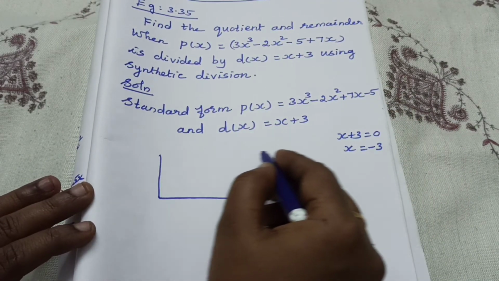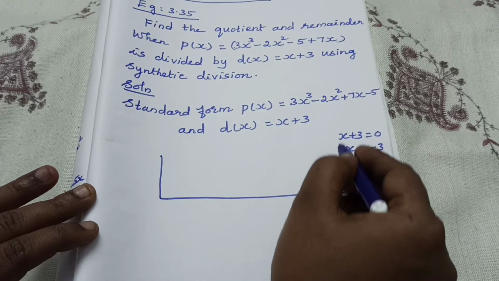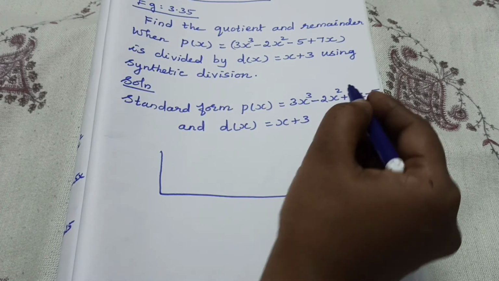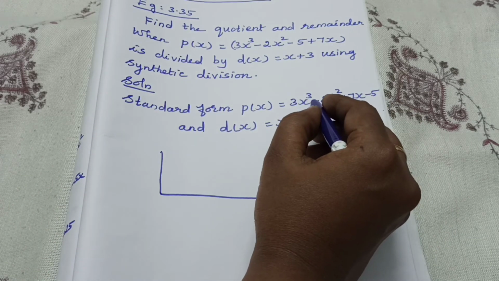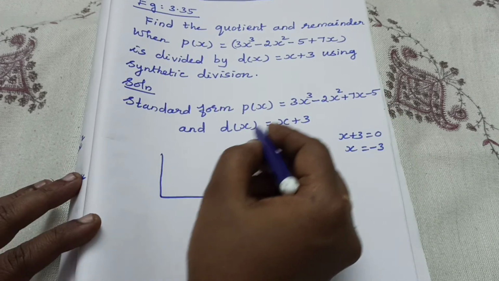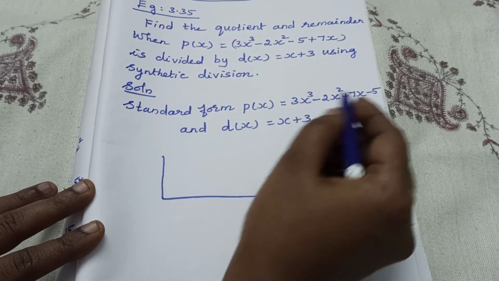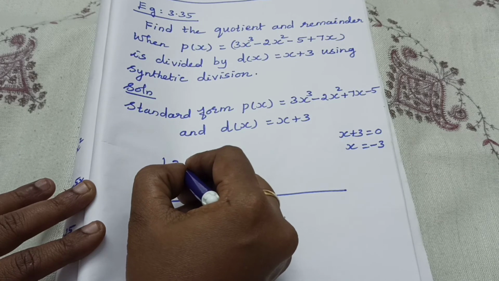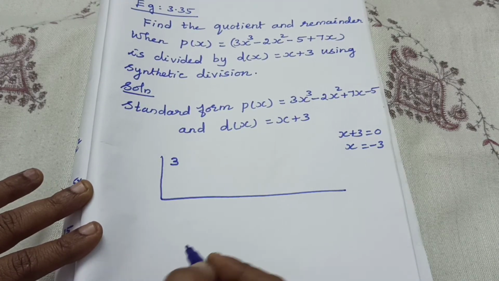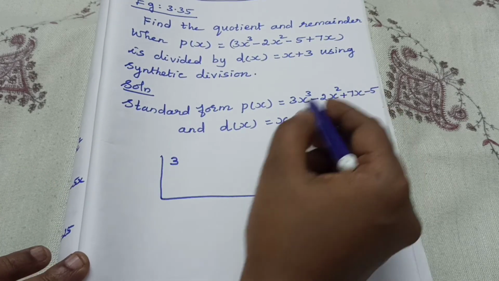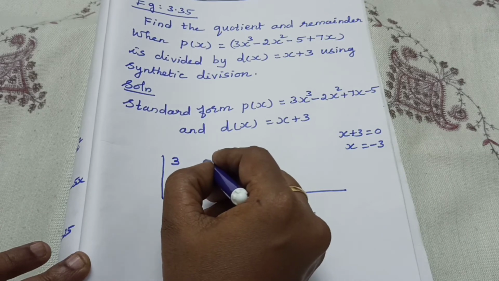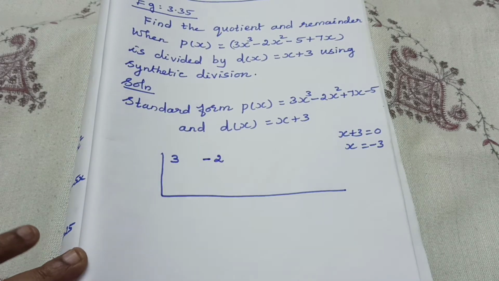Okay, in the first row we have to write the dividend, without the variable. Only the coefficients you should write. What's the coefficient of x cube? 3. What's the coefficient of x square? Minus 2. Leave some space, and write minus 2.